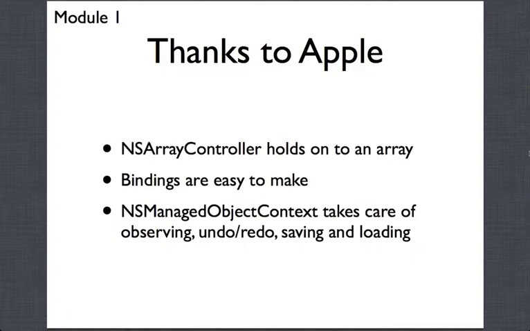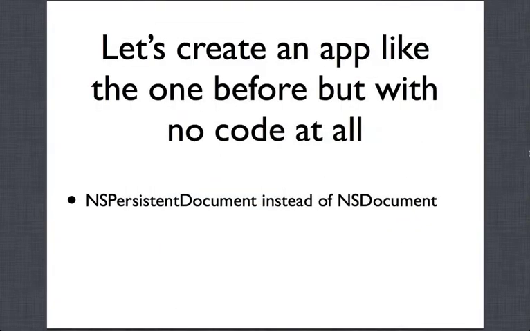And now we have an NS managed object context, and that thing takes care of observing our objects, managing undo, redo, saving, and loading. Because, well, we did it last time because we needed to know how it's done, but we no longer need to do it most of the time because document-based applications all look alike. They have a document, they have some entities, and we want to save and load properties of those entities. So with core data, it's so easy to make an application without really writing any code.